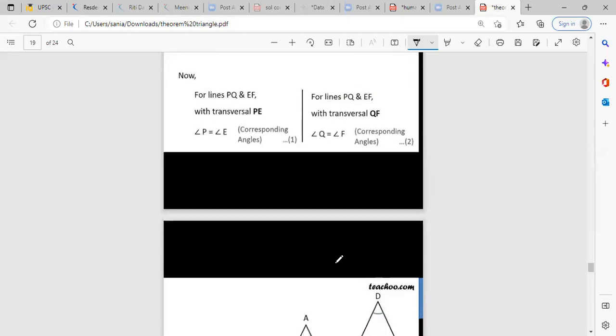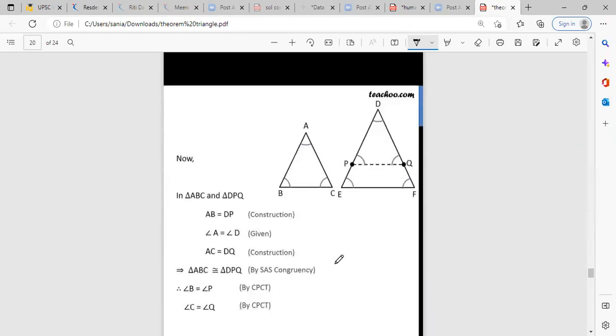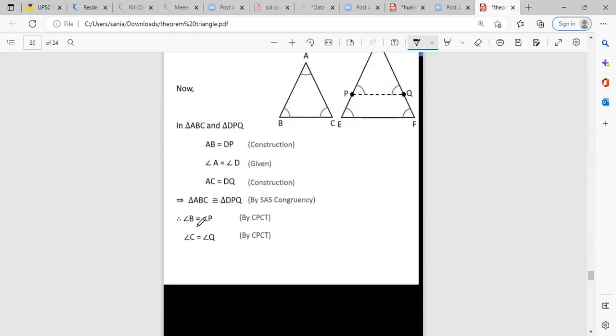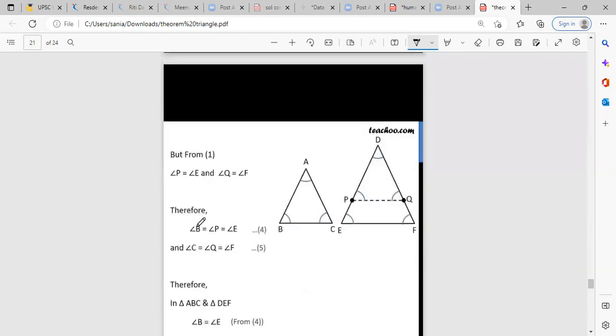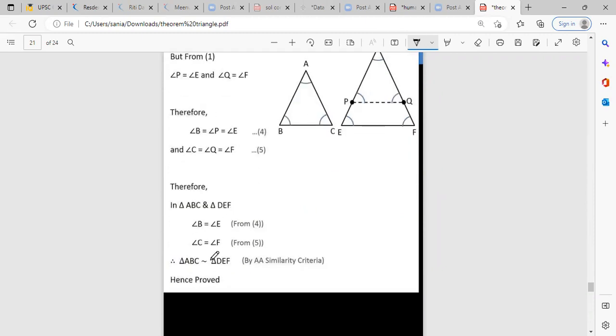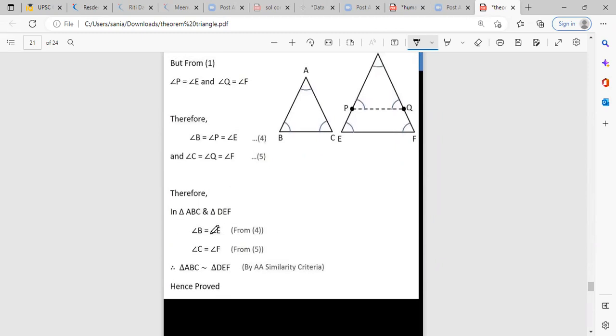Everything is the same over here, but I'll let you know what the only difference is. Again, you will prove the triangles are corresponding, and now they are congruent to each other. By this they are equal, like by CPCT, and from here you get to know this. Then again they are equal. Hence proved.